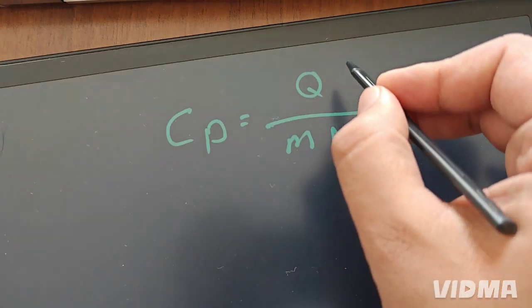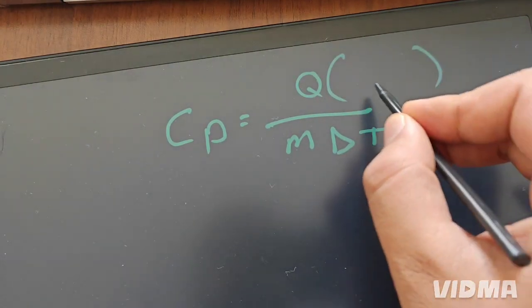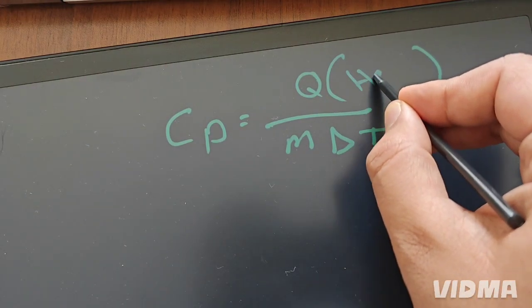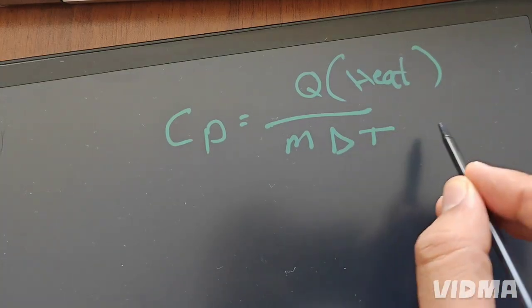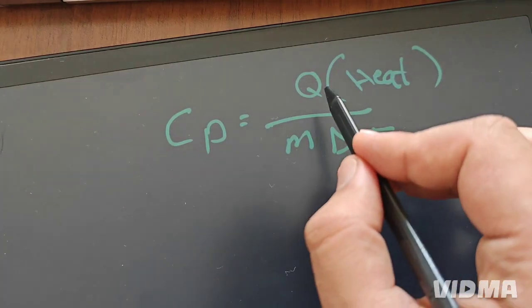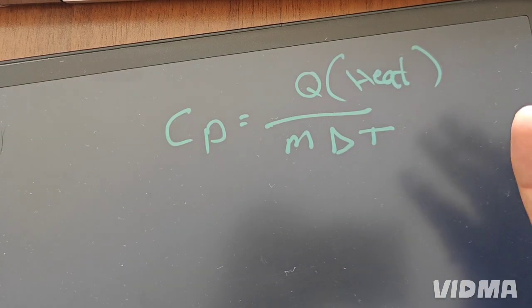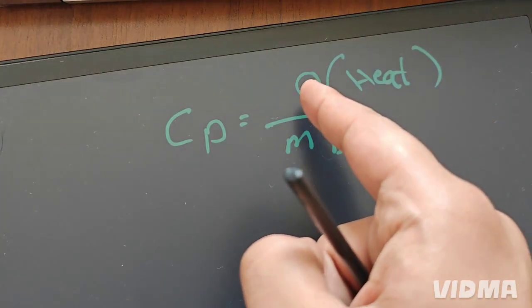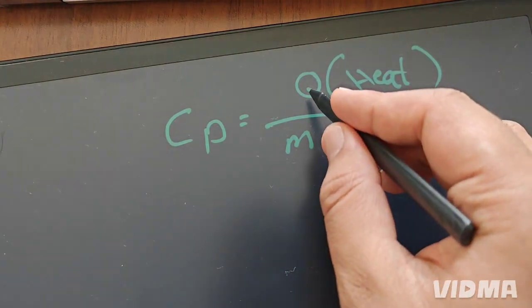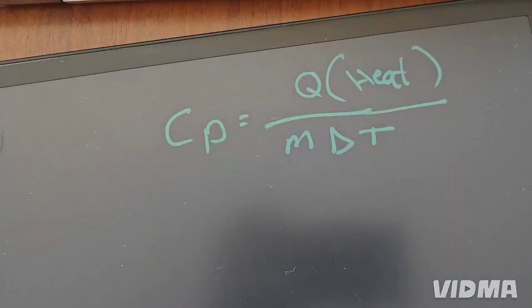Q, we started in section 1, if you remember. Q means heat, transferring heat. If you remember, we said you have transferring heat between two objects. So the symbol of heat we can name like Q.